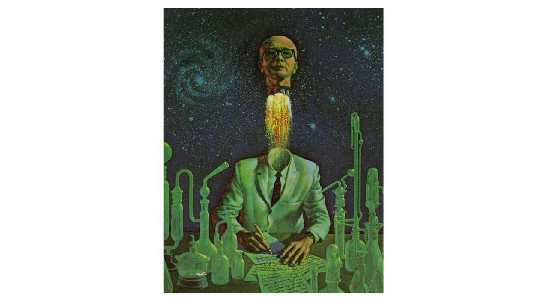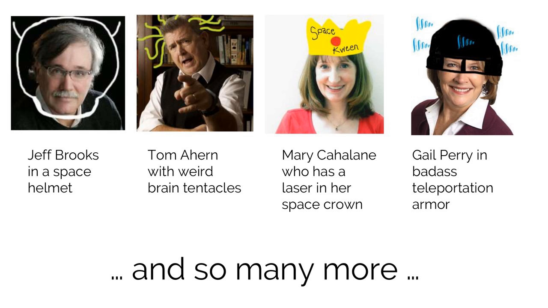So here are just a few suggestions of things that I read on a daily basis. We've got Jeff Brooks and his space helmet. You should check him out. There's, of course, my hero, the amazing Tom Ahern with weird brain tentacles. Of course, there's Mary Cologne, who has a laser in her space crown. And, of course, there is the amazing Gail Perry in badass teleportation armor.